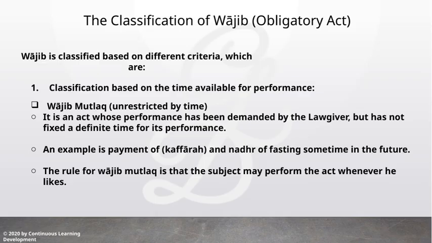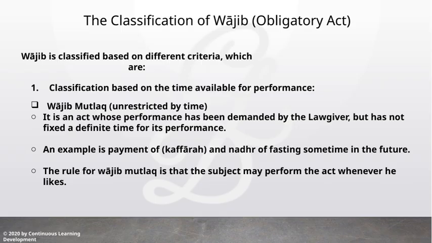One important way to classify wajib is by the time available for its performance. When we talk about wajib mutlaq, or unrestricted wajib, we're referring to acts that the lawgiver demands be performed, but without setting a specific time frame. For example, paying kaffara or making a nadhr for fasting in the future are considered wajib mutlaq.